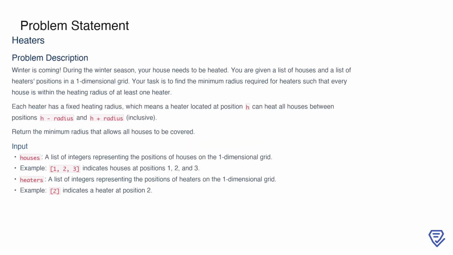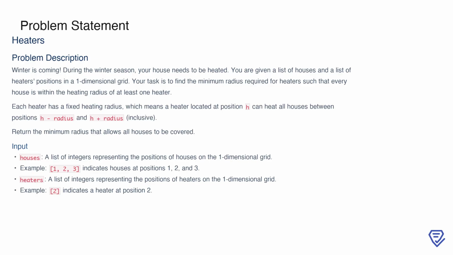The problem centers around heating houses during the winter. Imagine you have a row of houses and a set of heaters placed at specific positions on a one-dimensional grid. Each heater has a fixed heating radius, meaning it can warm houses within a certain range, from its position minus the radius to its position plus the radius, inclusive.